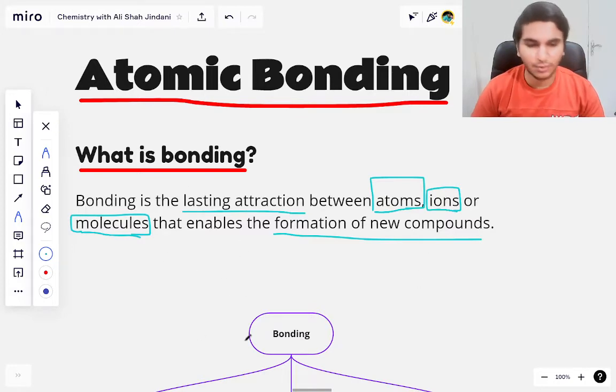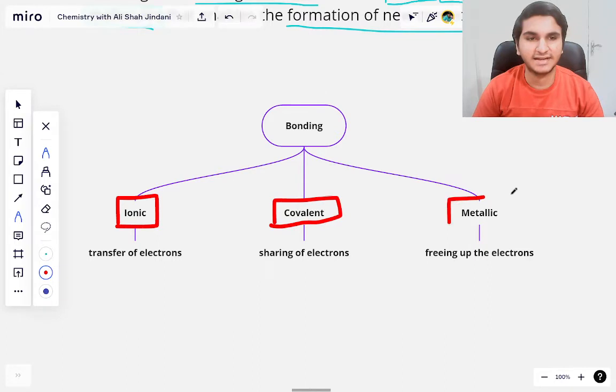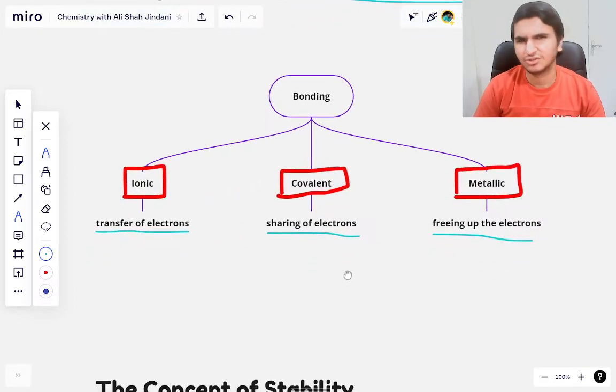Now that we know what bonding is, let us see the types of bonding. You can see that bonding is divided into 3 types. The first one is ionic, the second is covalent, and the third is metallic. And this is a very brief summary of each of these bondings. In ionic, you are basically transferring electrons. In covalent, sharing electrons, and in metallic, freeing up electrons. So what do we mean by that?